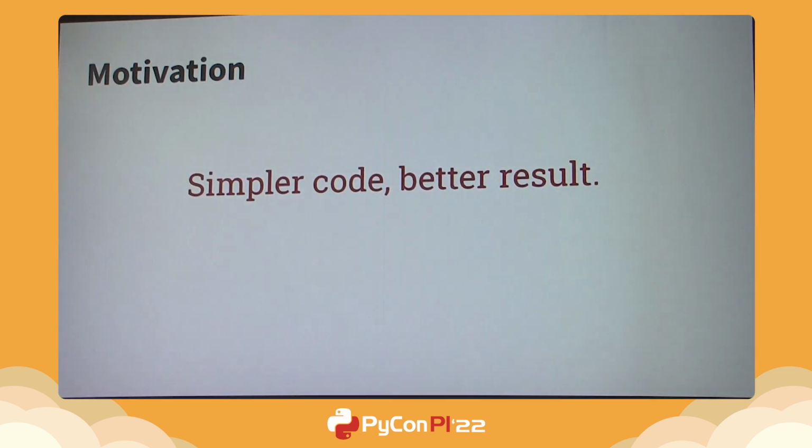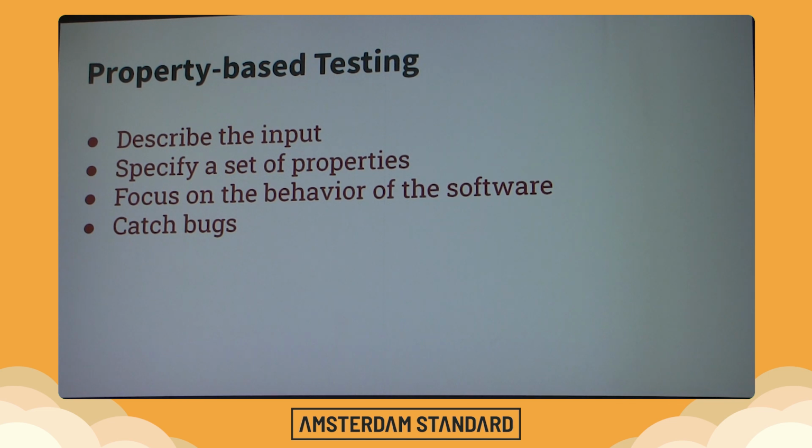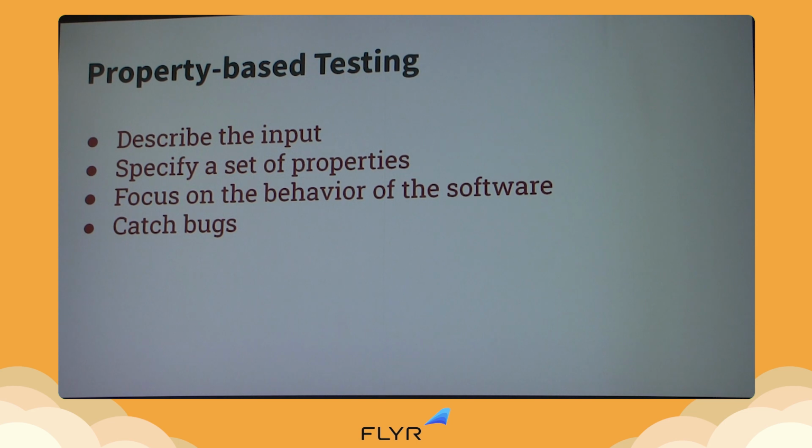So what if I told you that you could write simpler code and get better results? That is the main motivation behind property-based testing. So property-based testing is a method of testing where tests are written to assert that our software satisfies a set of properties, instead of exact and specific outputs, for many different inputs instead of specific fixed input.